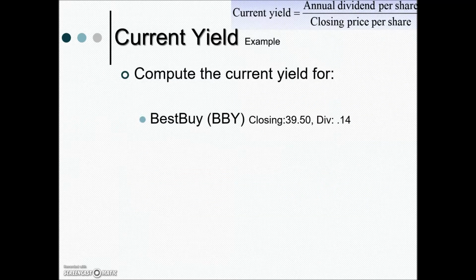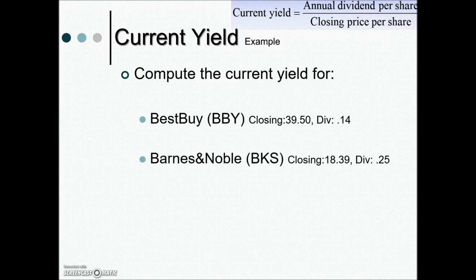We have two companies here, Best Buy with the closing and dividend information from a stock table, and Barnes & Noble, again closing price and a dividend rate given. To calculate the current yield, we will take the annual dividend per share. From the table this was a quarterly amount, so we need to take our quarterly times 4 to get our annual dividend amount per share, and then divide that by the closing price per share. So the yield is 1.4%, giving us that ratio of dividend to the cost of that stock.